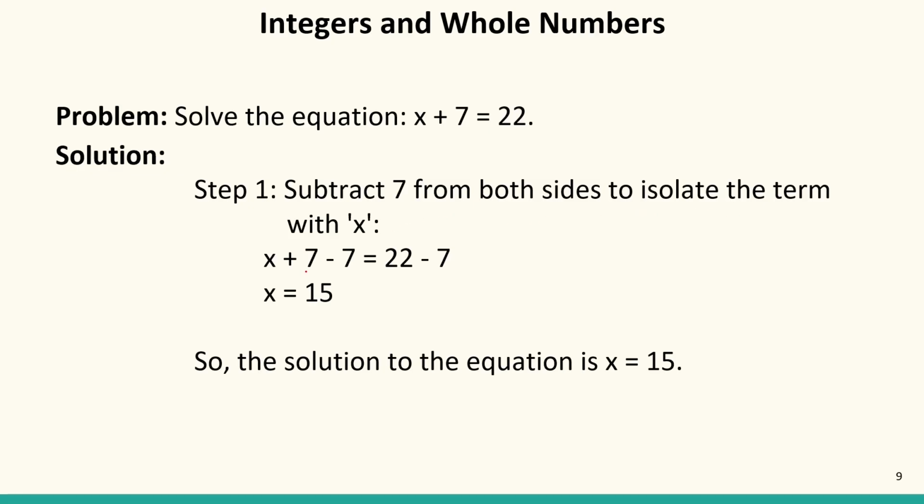We subtracted 7 on this side and we subtracted 7 on this side. First we subtracted 7 in the LHS part. This part is also known as the LHS, left hand side part. This part is the right hand side part. Whatever we subtract from the left side, we subtract the same on the right side. Okay, and this is how we got the answer x is equal to 15. So the solution to the equation is x is equal to 15.